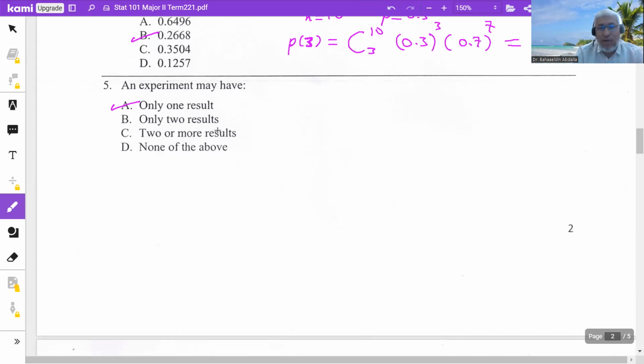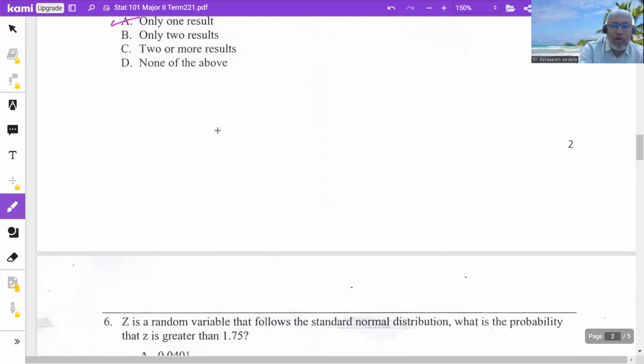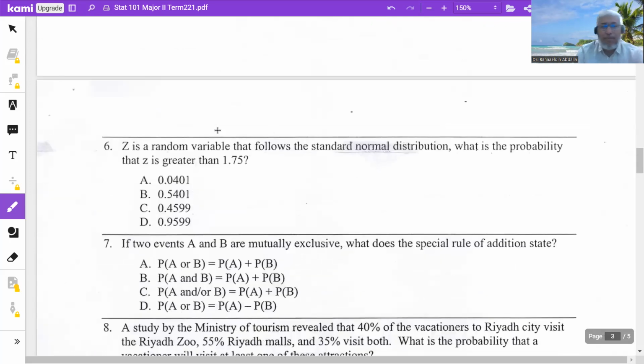You get only one answer, okay? So an experiment is a process that produces a single outcome whose result is not predicted and cannot be predicted. And you don't know when you toss a coin, you will get a head or a tail.